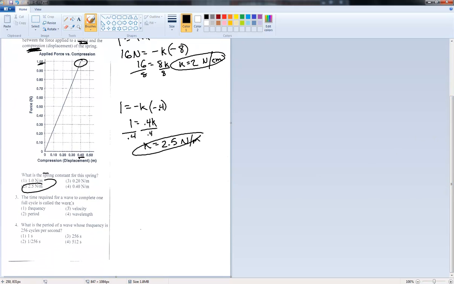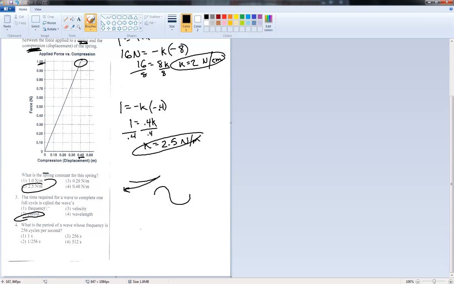All right, the time required for a wave to complete one full cycle is called the wave's period. This is just by definition. The period is how long it takes to do one full cycle. If I'm talking about a pendulum, it's the time it would take to go to one side and come back. If I'm talking about a wave, it's the time to do one full wave, so an up and a down.